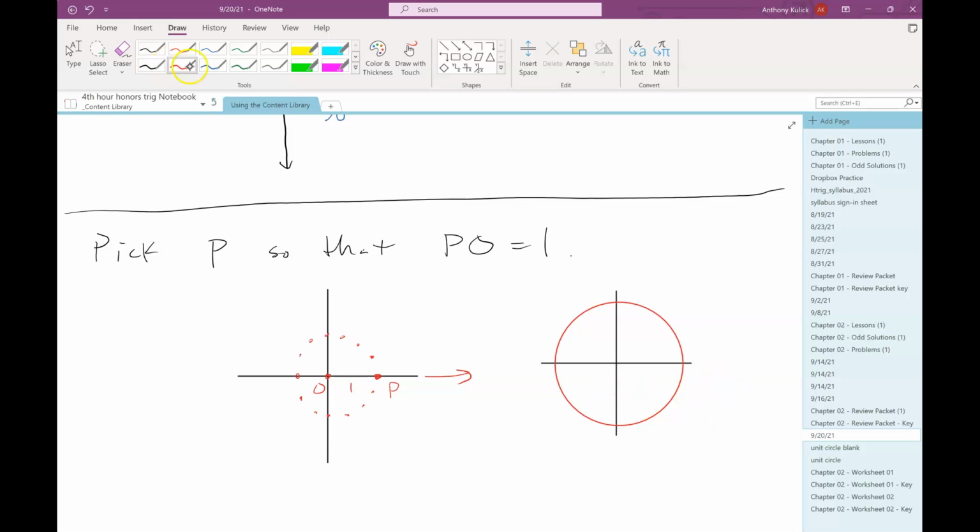So what we call that circle formed is called a unit circle, because the radius on that circle is 1 unit in length.